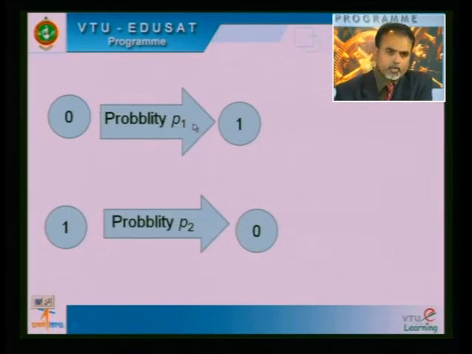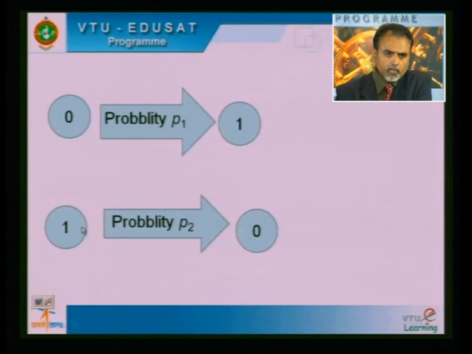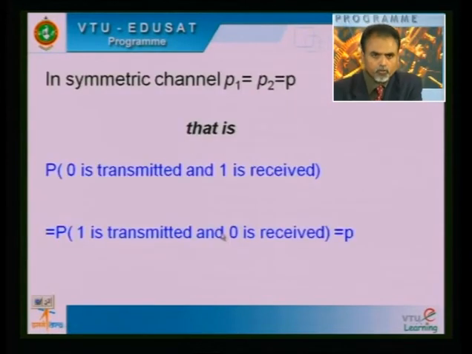Suppose out of 100, 2 cases of 0 are transferred as 1, that is, there is an error in 2 cases, so 2 by 100 is the probability P1. Similarly, 3 by 100 may be the probability of incorrect transmission of 1, that is, in 3 cases out of 100, 1 is transferred as 0, so P2 is 3 by 100. Sometimes P1 and P2 may not be equal. We want to avoid that, and hence if I combine these two, P1 equal to P2, I am going to get a symmetric channel.